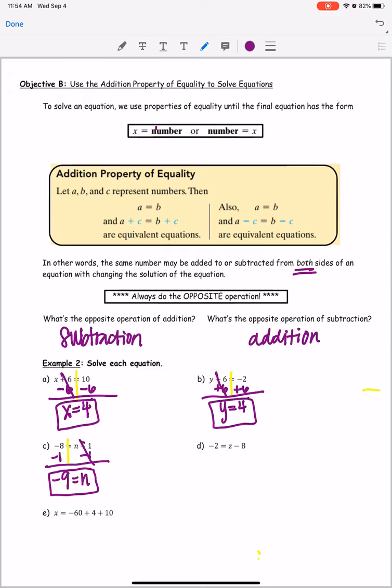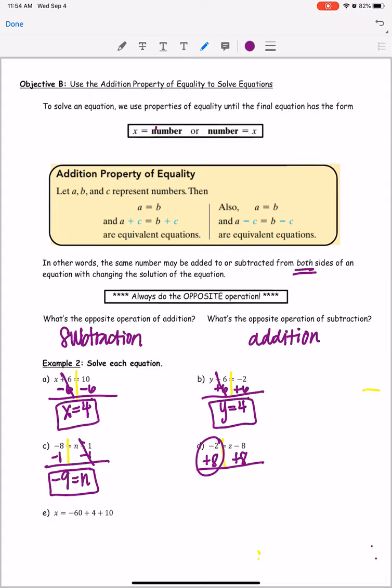So what is happening to my variable z? We are subtracting 8 from it. So the opposite of subtracting 8 is to add it. Now, if I'm adding 8 to the right side, that means I have to what? It means I have to add 8 to the left side as well. Got to keep this equation balanced.